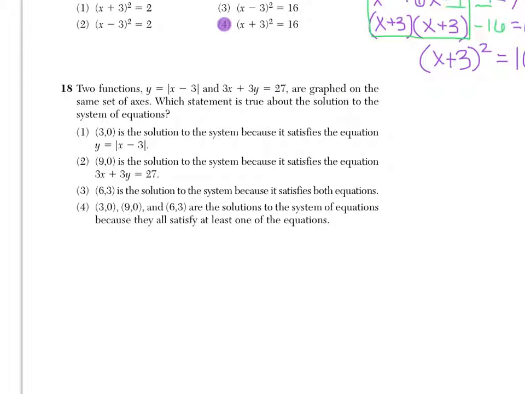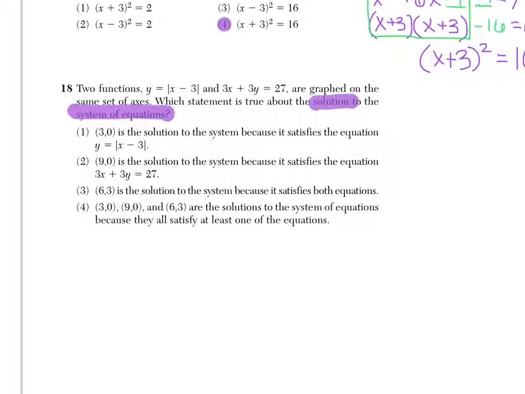Question 18 is actually quite easy, even though it seems really difficult. So if you read the clues, it says which statement is true about the solution to the system. Now, if we think back to solutions of systems, we know that it's a solution when it makes both of the equations true, or the point or points of intersection.